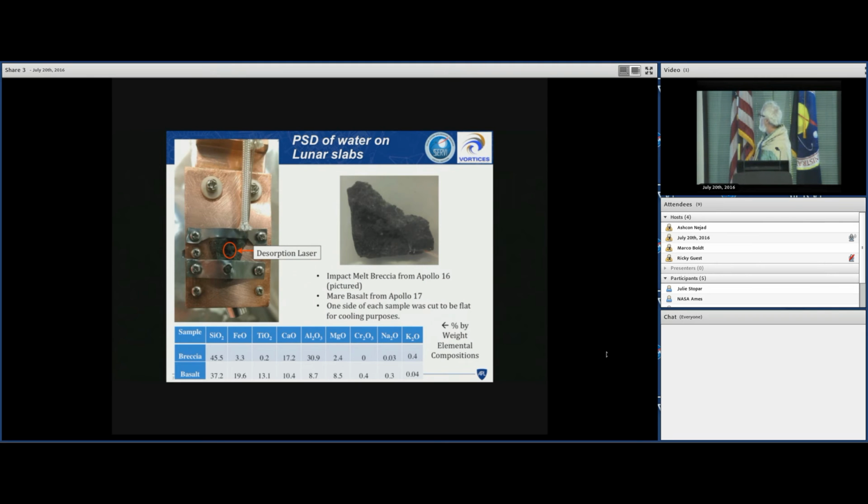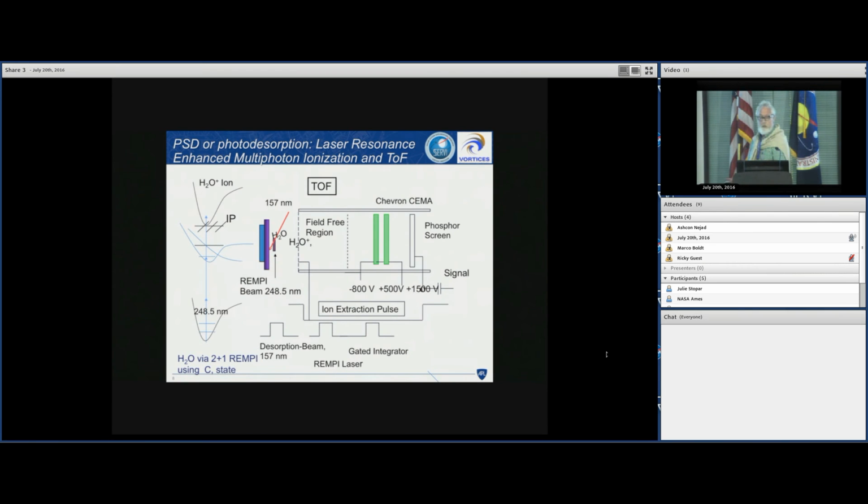So we took lunar slabs here. We have an impact melt breccia and a Mare basalt breccia. This is the composition from the table. And the experiment here is I have a laser that goes straight on in the center of that red circle, and then there's another laser that skims across here. So this is a two-laser experiment: one laser on the sample, one laser in front of the sample. So you knock off the water, and then you photoionize the water and detect it, and you basically can count the number of water molecules that are coming off. So with a known flux, you can measure the total cross-section, the absolute cross-section for removal.